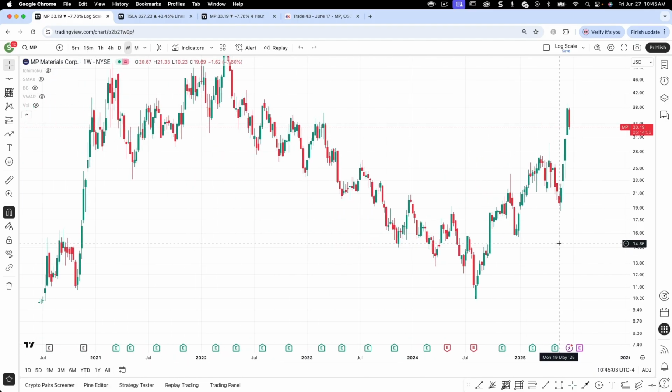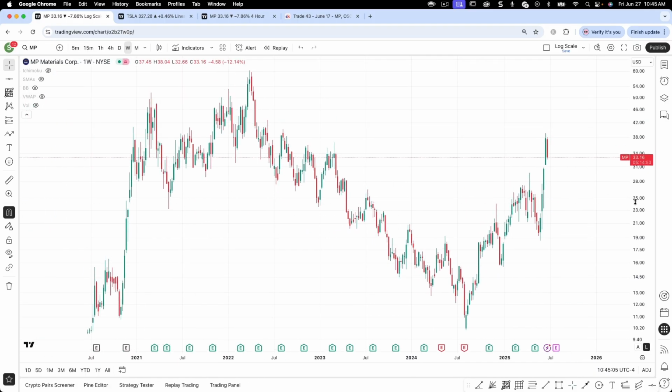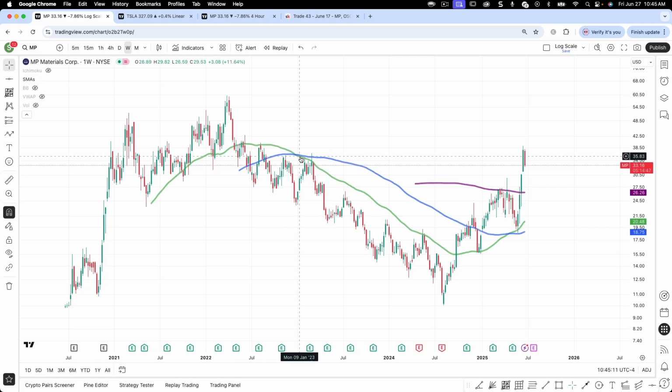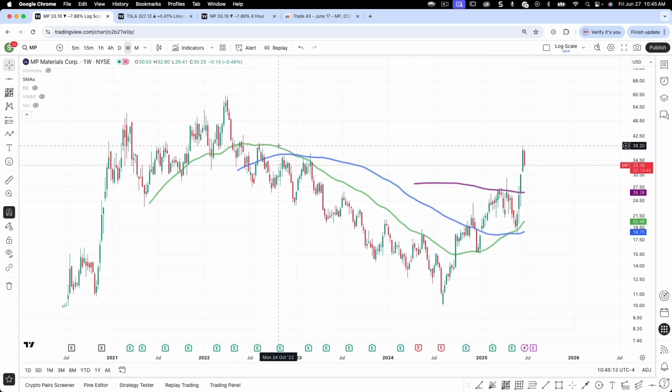Now, if we also put on some indicators, let's first put on just a simple moving average. So we've got the 50 and the 100. The 50 is in green, and the 100 moving average is in blue.